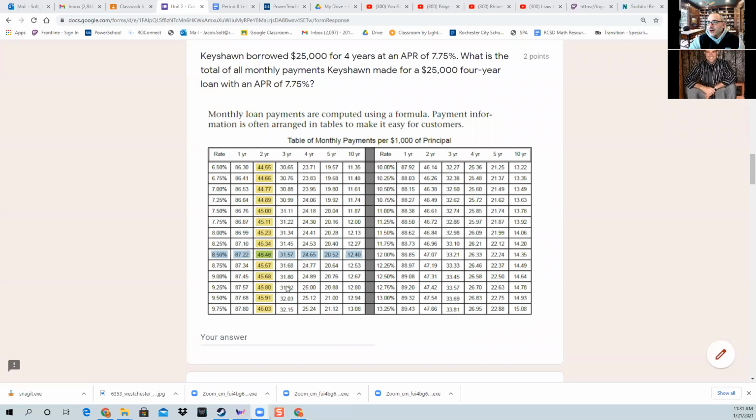All right, I'm going to share my screen. Let me go back to what I was doing there. There we go. All right, so here we go. My first step is to find the monthly payment, right? So I can ignore the 25,000 for a second. I'm just looking at 4 years with an APR of 7.75%. So I'm looking at 7.75.